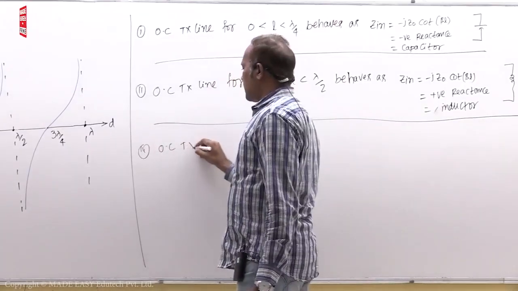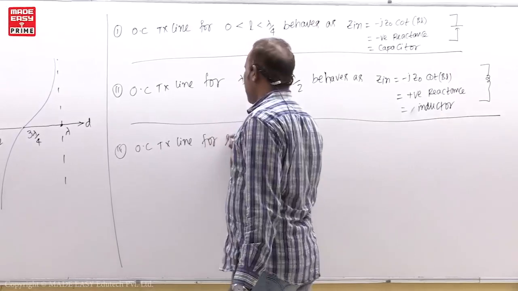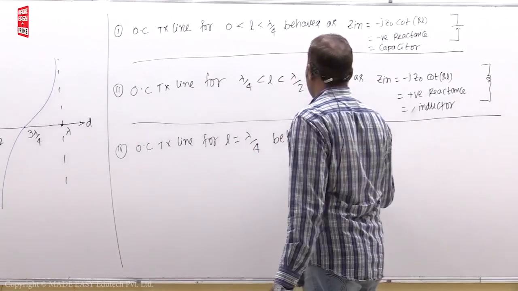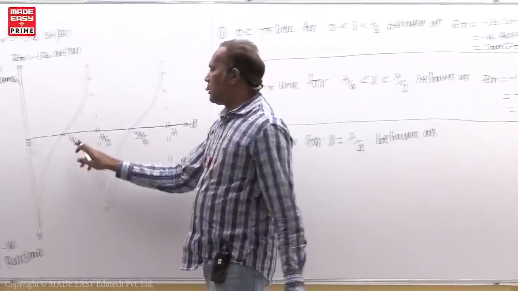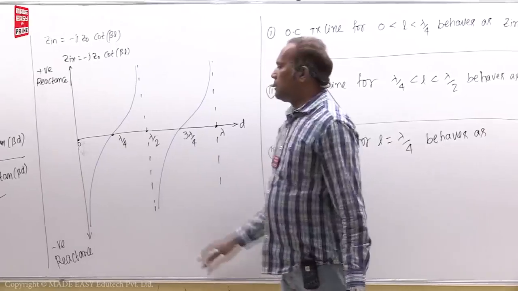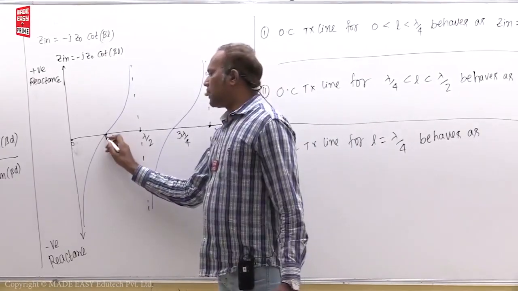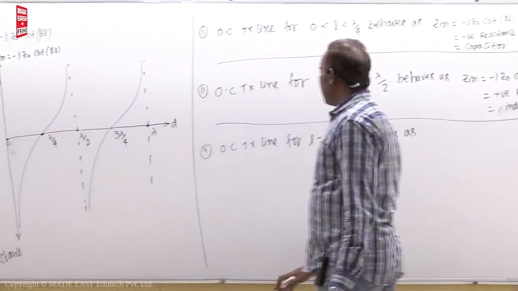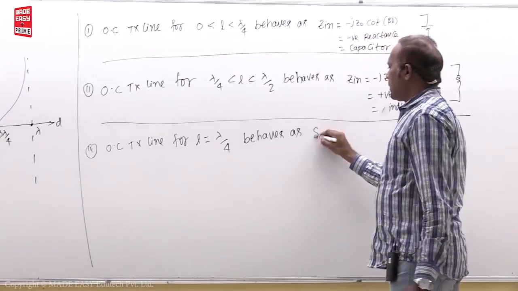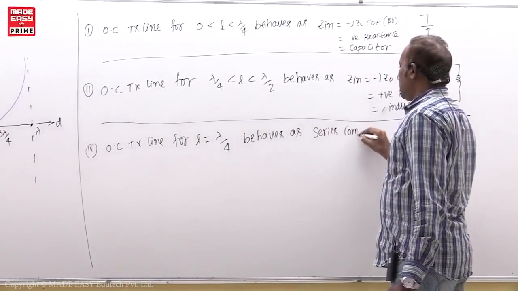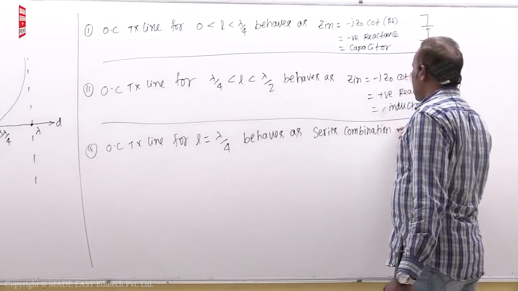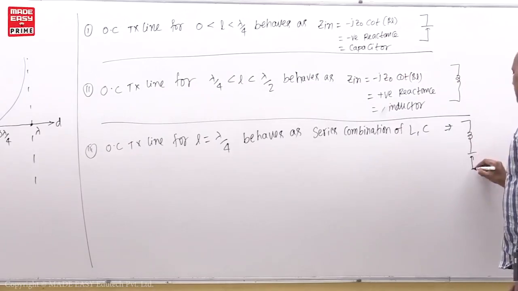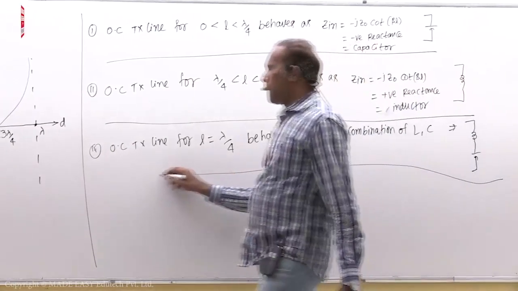Then open circuit transmission line for exact length lambda by 4 behaves as, you can see here, 0 is there, plus minus 0. Just below this it behaves like minus 0. Just above lambda by 4 it behaves like plus 0 impedance. That is a series circuit actually. Behaves as a series combination of L and C. That implies this one. Okay.